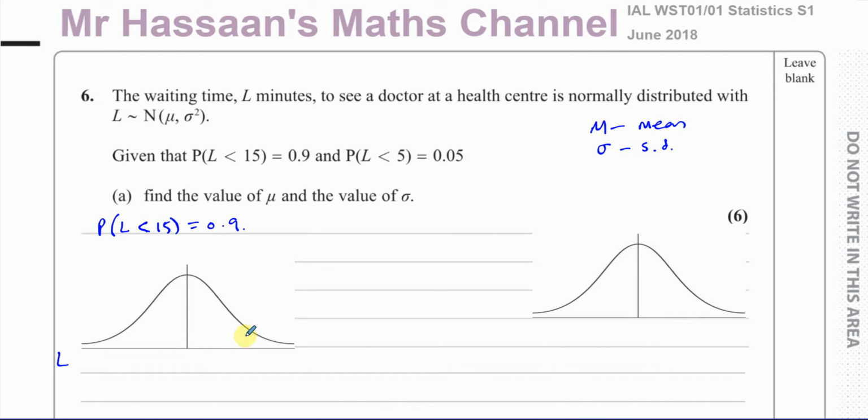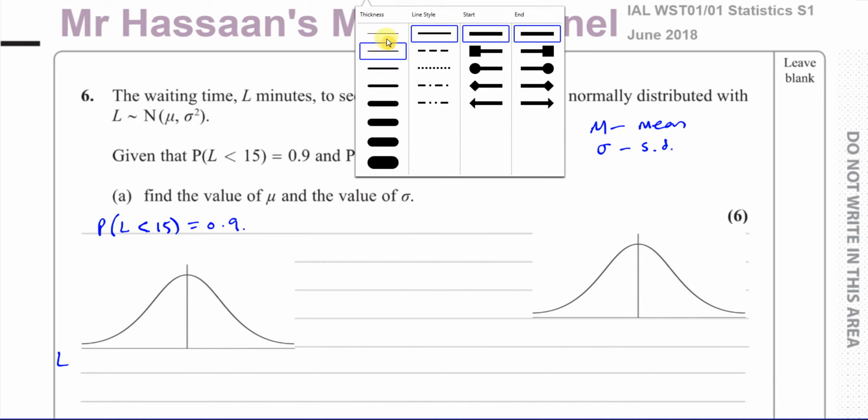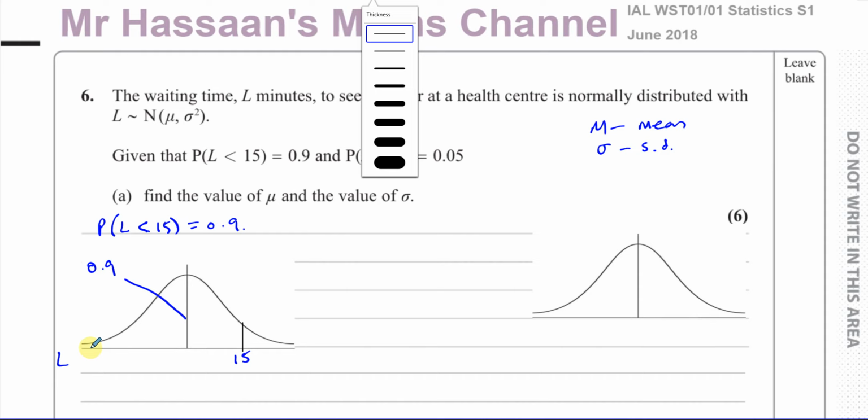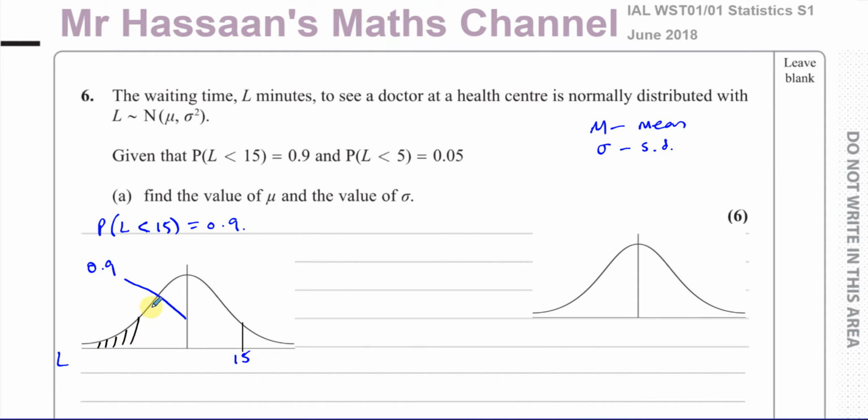So that means 15 must be in such a place that to the left of it, most of the area of this shape is going to be. So 15 has to be somewhere on this side over here. Okay, so that's where L equals 15 is going to be, such that the area to the left of it is 0.9. All of this area there is 0.9. Okay, let me just choose a color. So this area is 0.9.